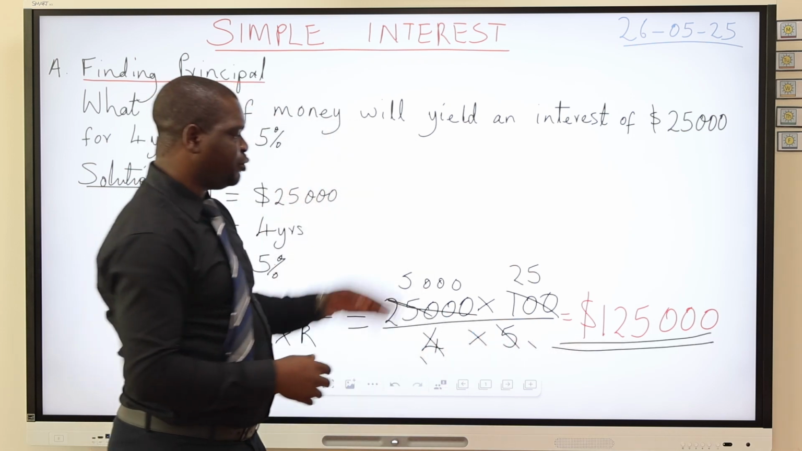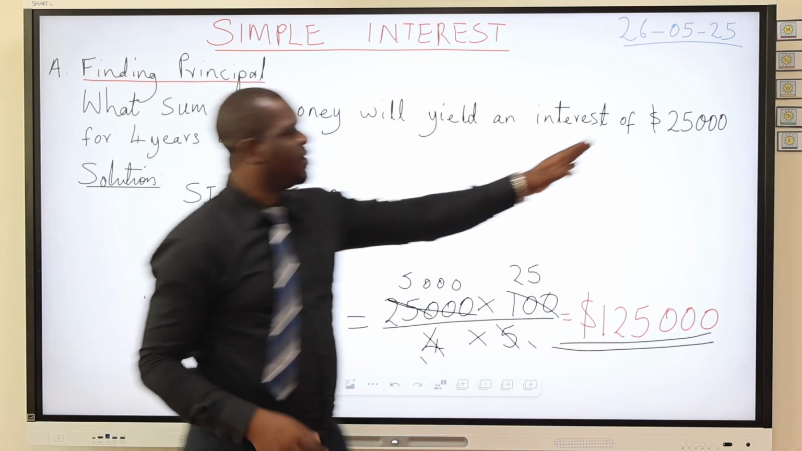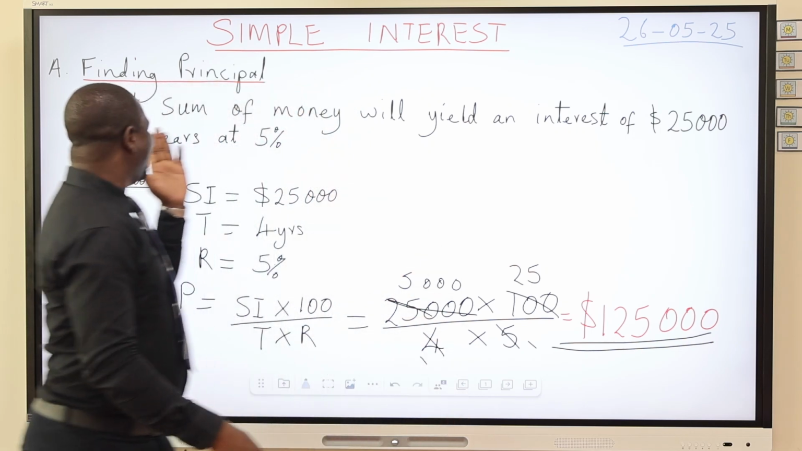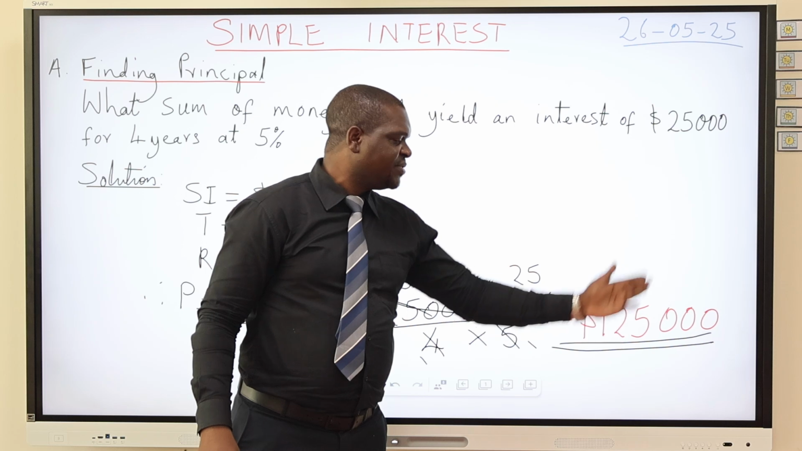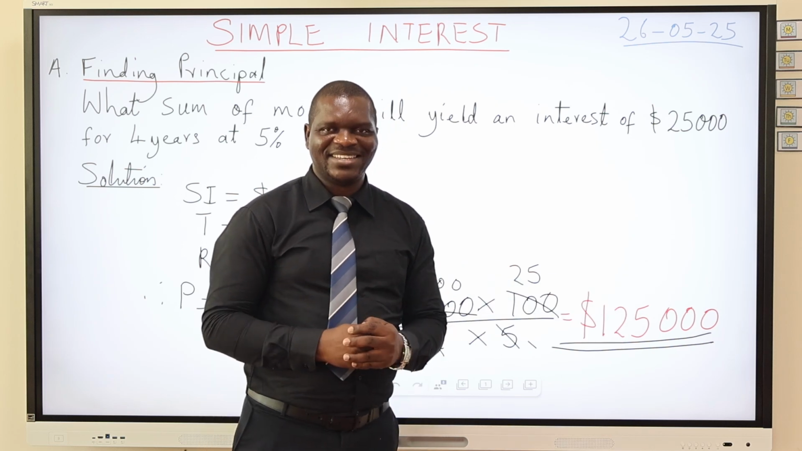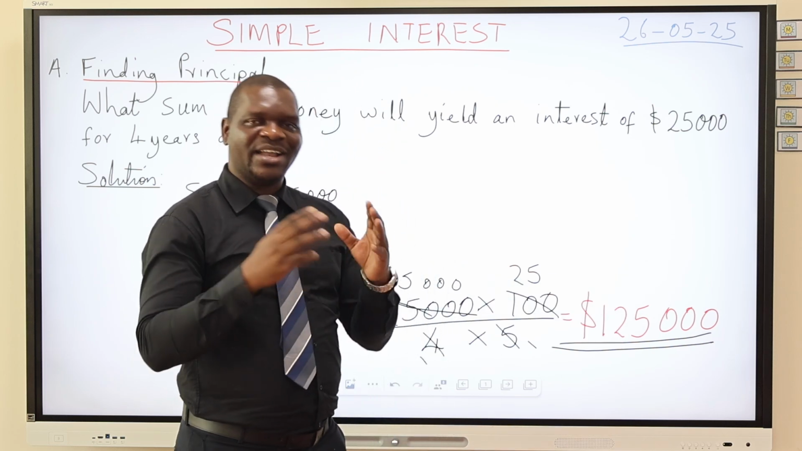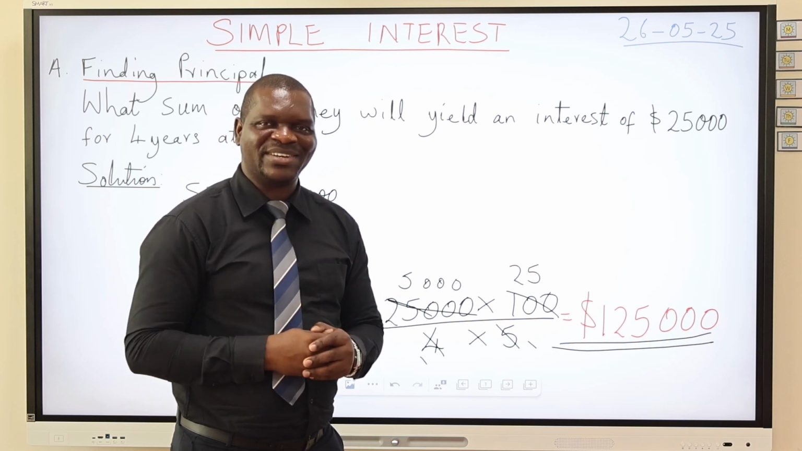The amount that we should invest to be able to have this interest within this period of time at this rate should be $125,000. Now we're going to solve another example for better understanding.